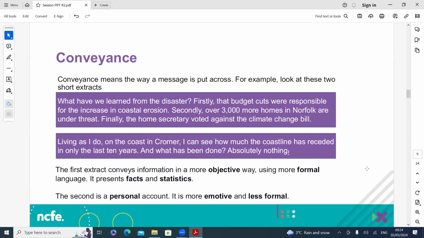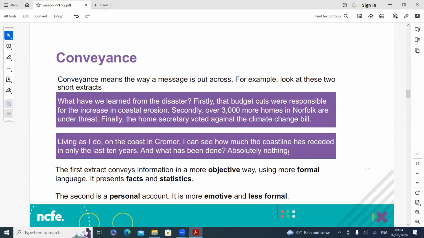So in the first extract, the information is conveyed more objectively. It uses formal language. So we've got that firstly. Secondly, the coastal erosion. So it's technical, formal language. It presents facts and statistics. So remember, they are verifiable facts. Over 3,000 more homes are under threat. You could go away and check that.